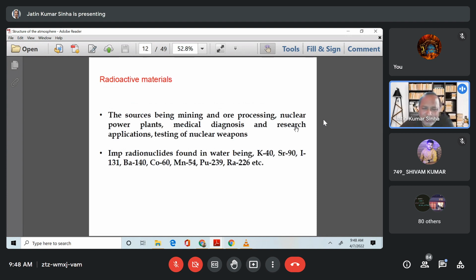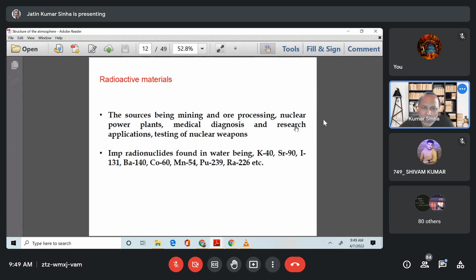Then we have radioactive metals, which are not that common in terms of inorganic pollutants, but it does happen because of mining or ore processing where radioactive materials can be found. Besides that, we have nuclear power plants. Also in medical diagnosis, we use some radioactive materials, particularly in treatment of cancer. Radioactive materials are also used in research applications and testing nuclear weapons. So these are the sources for the release of radioactive materials to the water system.